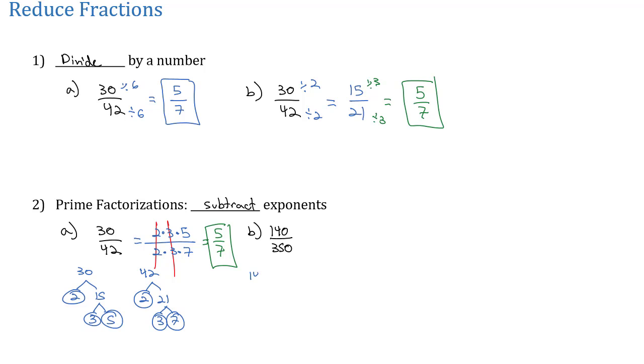Let's find the prime factorization of 140. 140 is divisible by 2, 70 times, which is divisible by 2, 35 times, which is divisible by 5, 7 times. So circling my primes along the way, 140 is equal to 2 squared times 5 times 7.